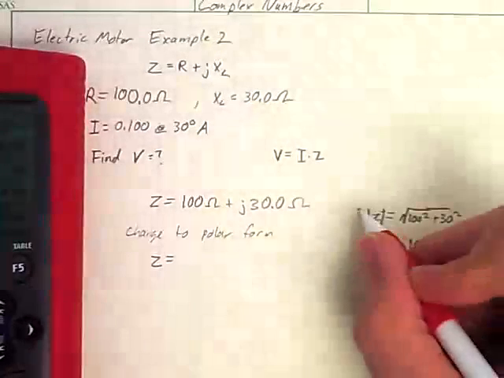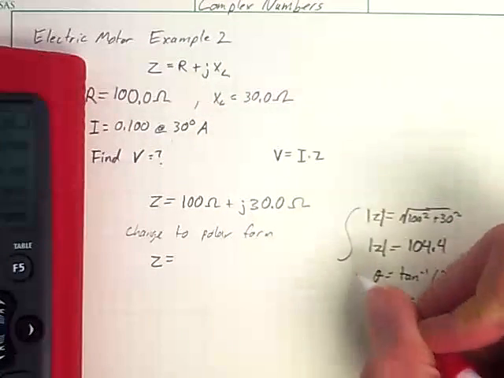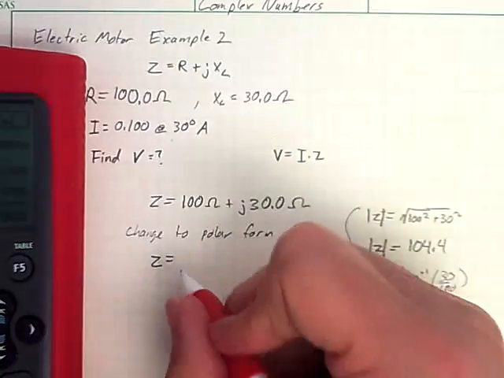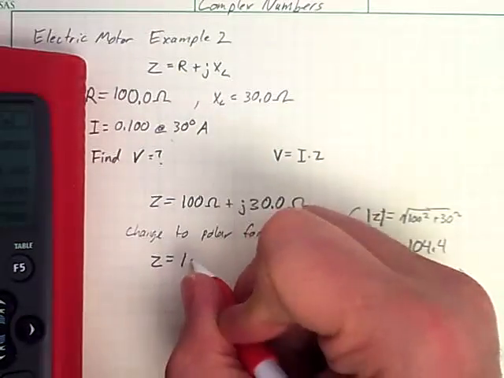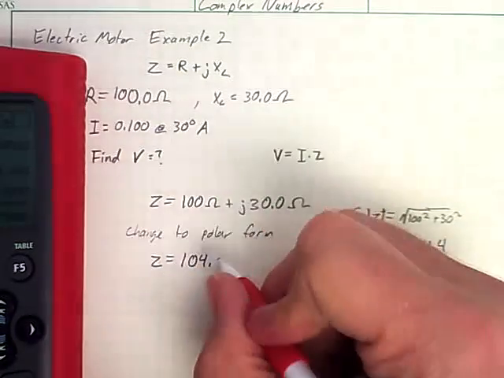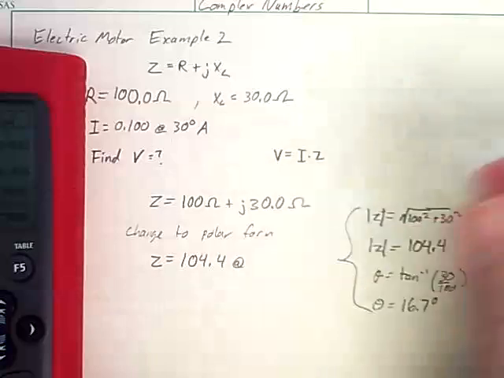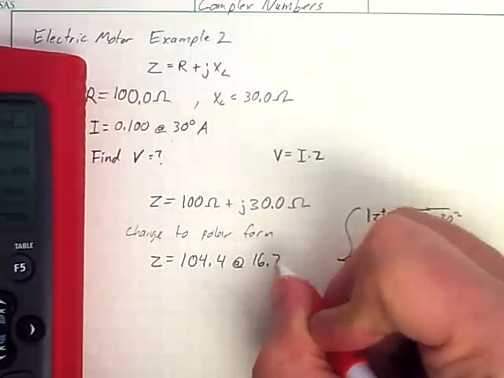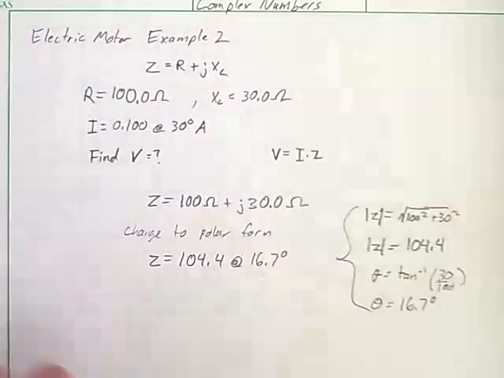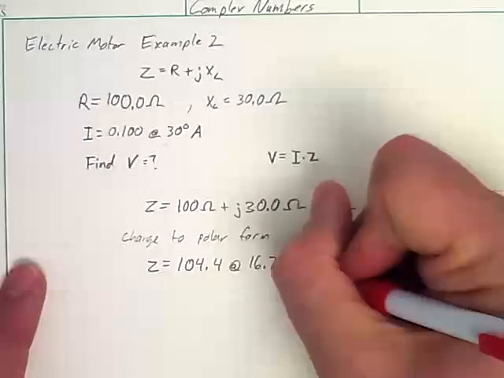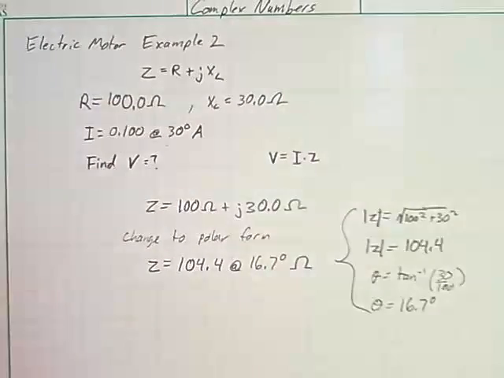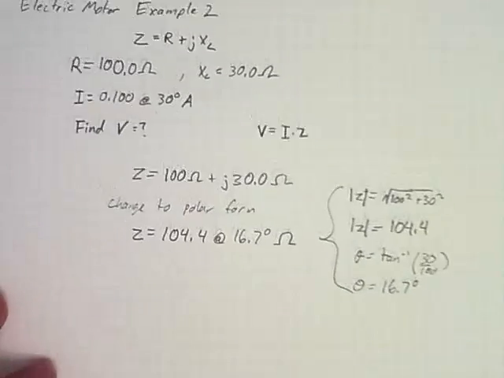So Z is really 104.4 at 16.7 degrees. And that's a resistance or an impedance, so it's in ohms.